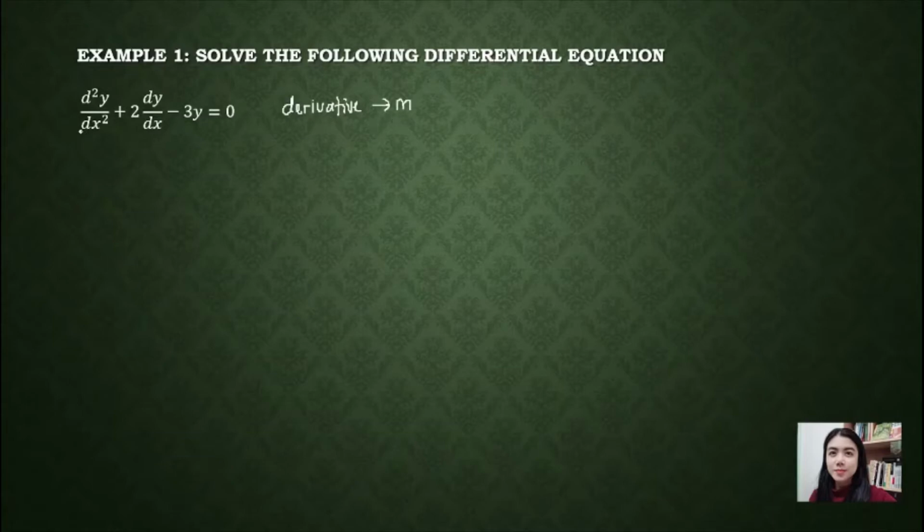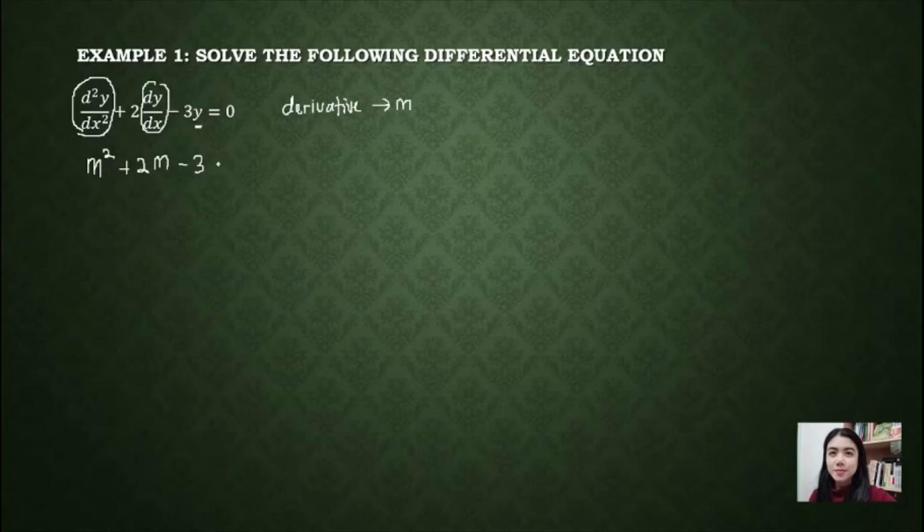So what you have here is the second order derivative. This second order derivative, you have to change it into m to the power of 2, power of 2 because this is second order. Then you have plus 2, and this is the first order derivative. This first order derivative will give you m to the power of 1, power of 1 because it's first order. And then you have minus 3. The y here is not a derivative, so it should not have m.